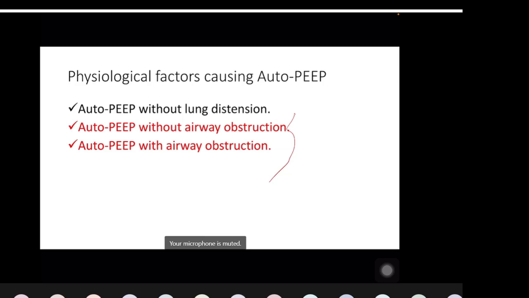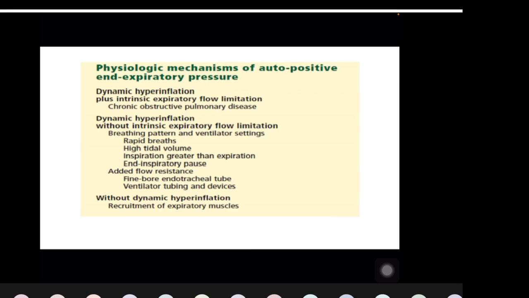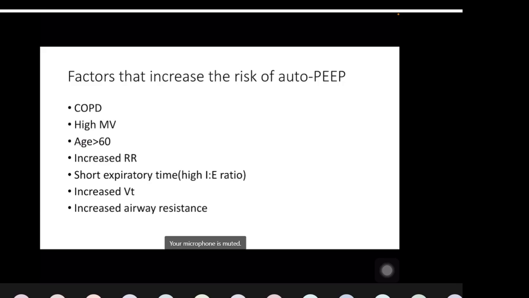Other conditions typically associated with auto PEEP are an increase in respiratory rate, shorter inspiratory time, using multiple end inspiratory pauses, or using a small endotracheal tube, giving some degree of obstruction. All these conditions can lead to air trapping. So the factors that increase the risk for auto PEEP are COPD, high minute ventilation, age more than 60, increased respiratory rate, shortened expiratory time, increased tidal volume, and increased airway resistance.